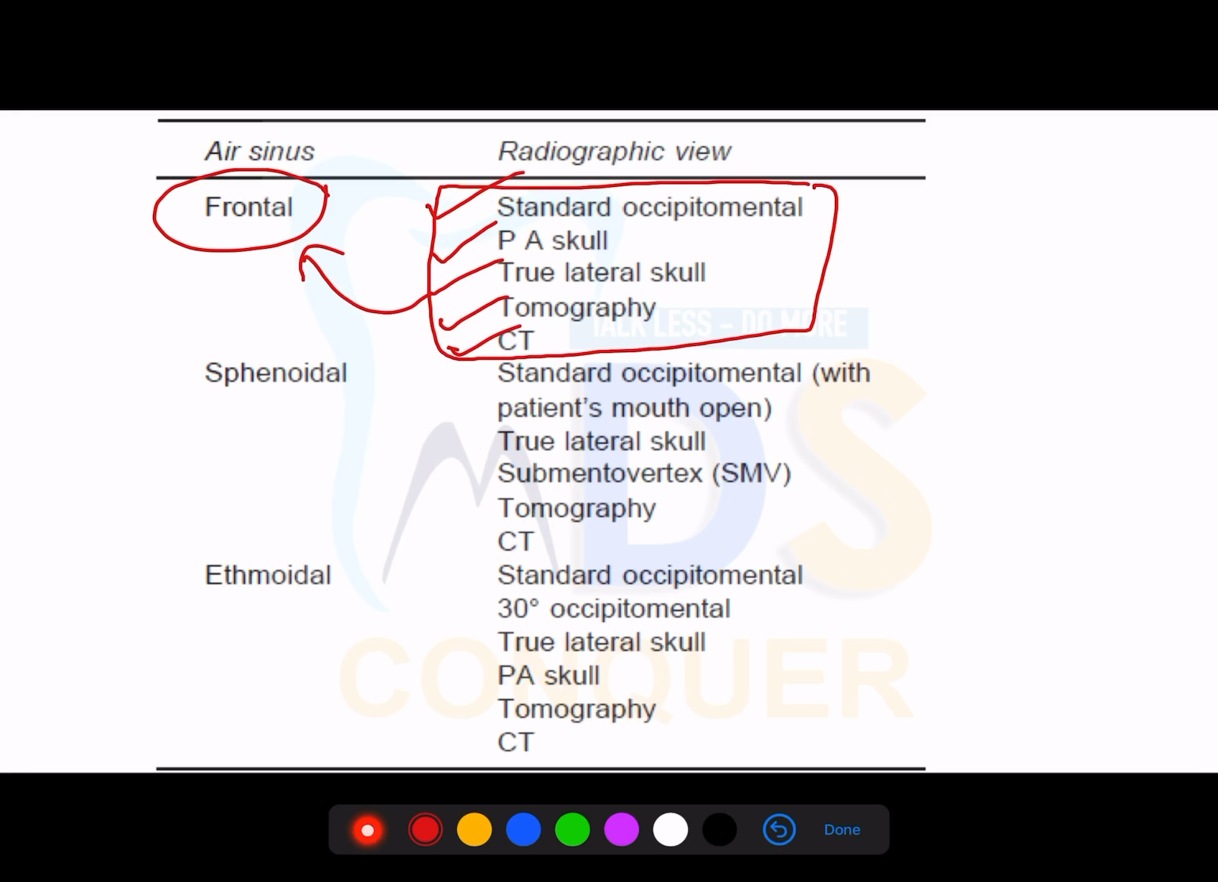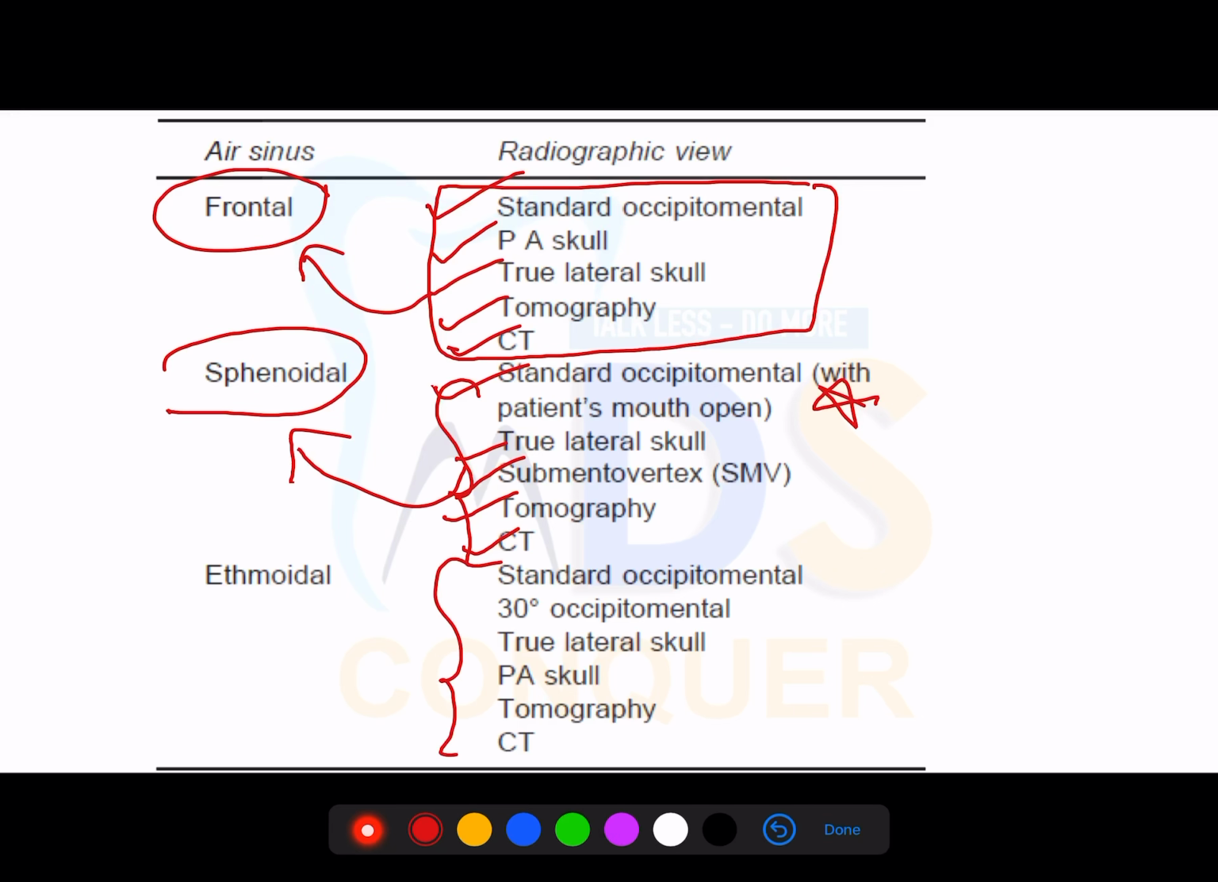And if you take the sphenoidal sinuses, the views for evaluating them include the standard occipitomental with the patient's mouth open. This is a very important point. Then true lateral skull, submental vertex, tomography and CT. All these views are useful for evaluating the sphenoidal sinus.